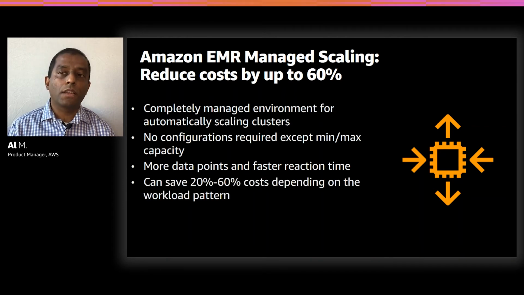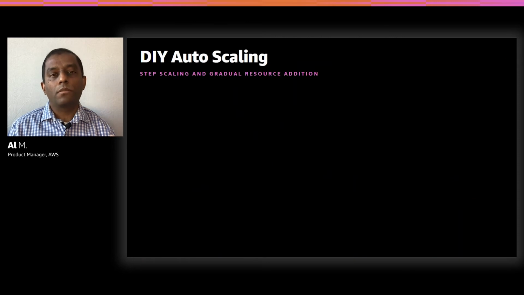Before EMR Managed Scaling, you had to predict workload patterns in advance or write custom auto-scaling rules that depended on in-depth understanding of the application framework, for example, Spark or Hive. Predicting your workload or writing custom rules can be very difficult and error-prone. Incorrect sizing of cluster resources can often lead to either a missed SLA or unpredictable performance or underutilization of resources and cost overruns.